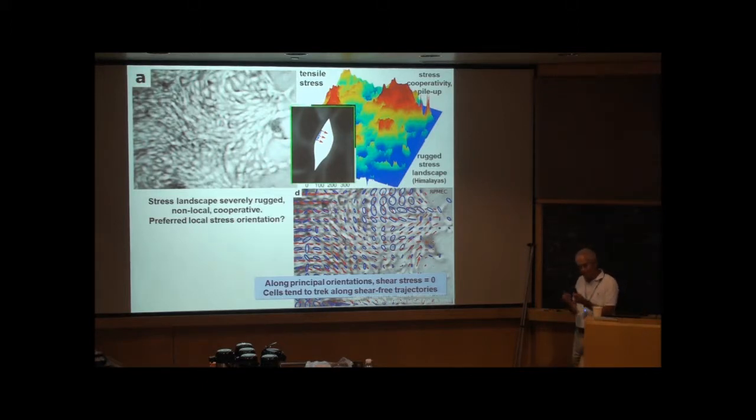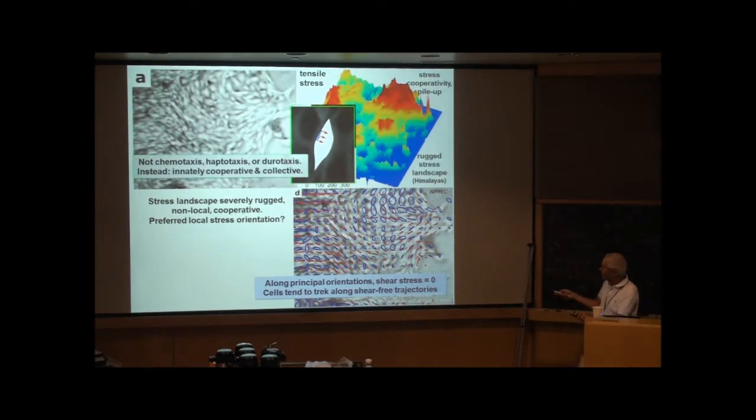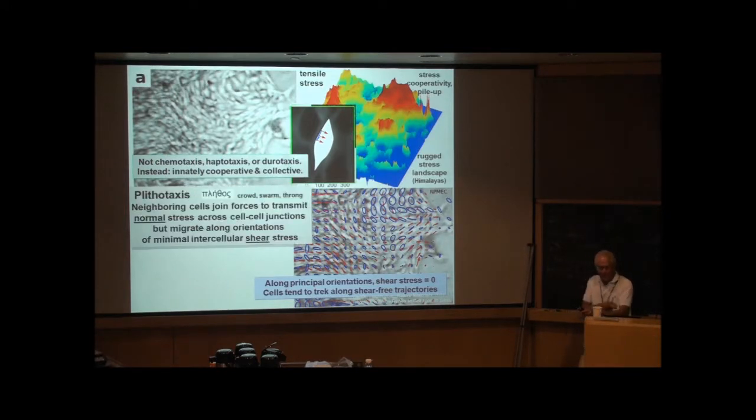They're happy to push or pull, but if they shear, they can't support or don't support shear stress. So this phenomenon, it's not chemotaxis, it's not haptotaxis, it's not durotaxis. Instead, it's some innately cooperative and collective behavior. So we gave it a name. We call it plithotaxis, from the Greek word plithos, for a crowd, swarm, or throng. And the principle is that neighboring cells join forces to transmit normal stresses across cell-cell junctions, normal meaning perpendicular, but they migrate along orientations of minimal intercellular shear stress.